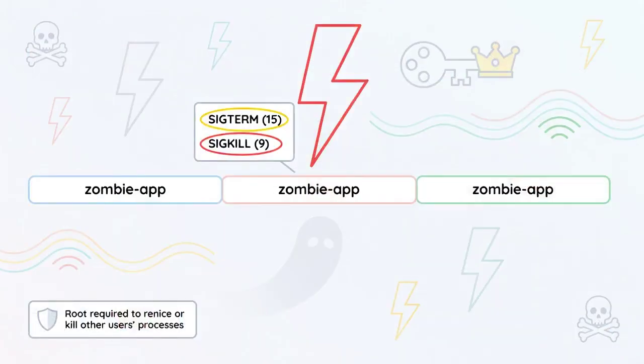F9 sends a signal to the selected process. SIGTERM at 15 asks politely to shut down. SIGKILL at 9 forces immediate termination. The process disappears from the list. Remember, root privileges are required to renice other users' processes, or to kill anything you don't own.